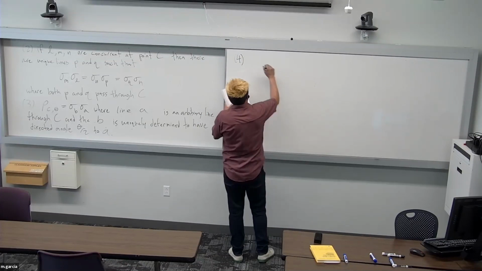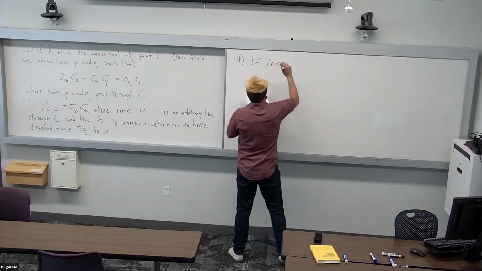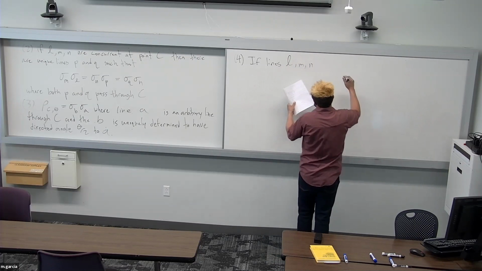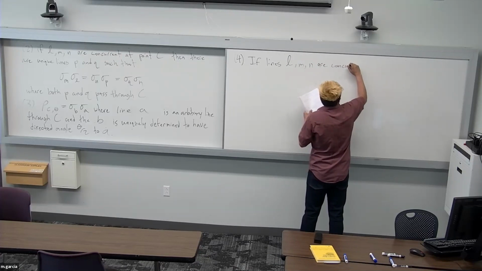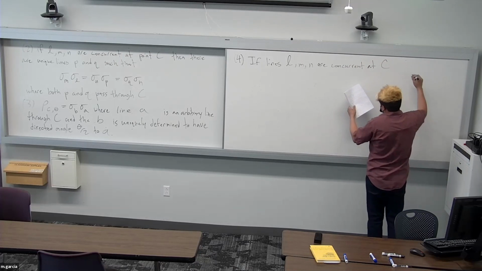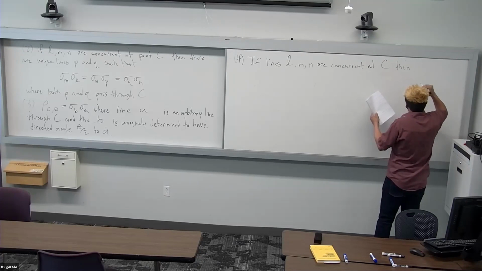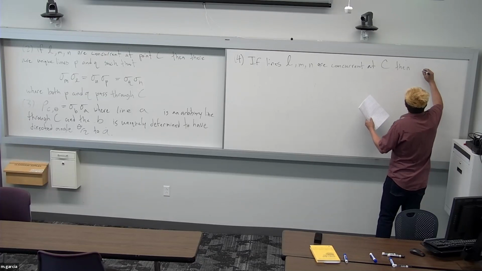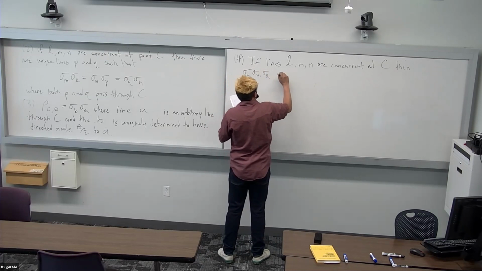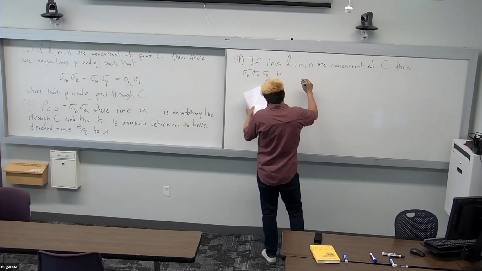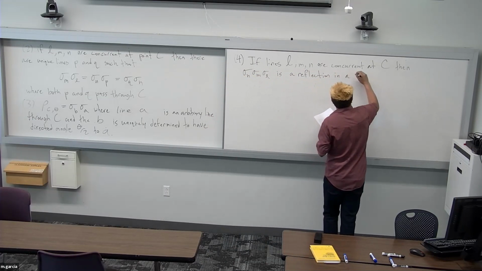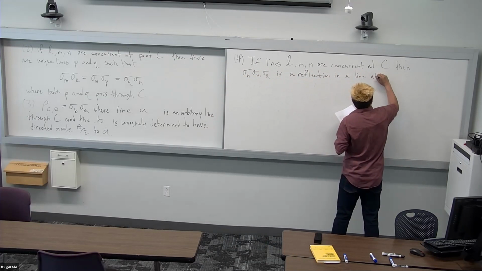If lines L, M, and N are concurrent at C, then sigma N, sigma M, sigma L is a reflection in a line also concurrent at C.